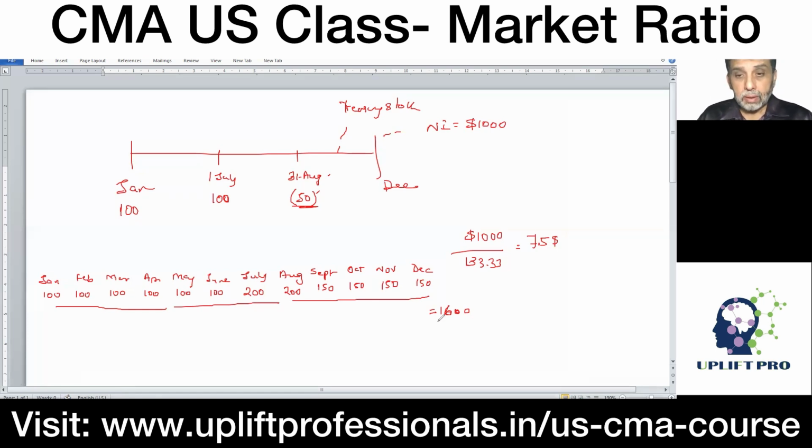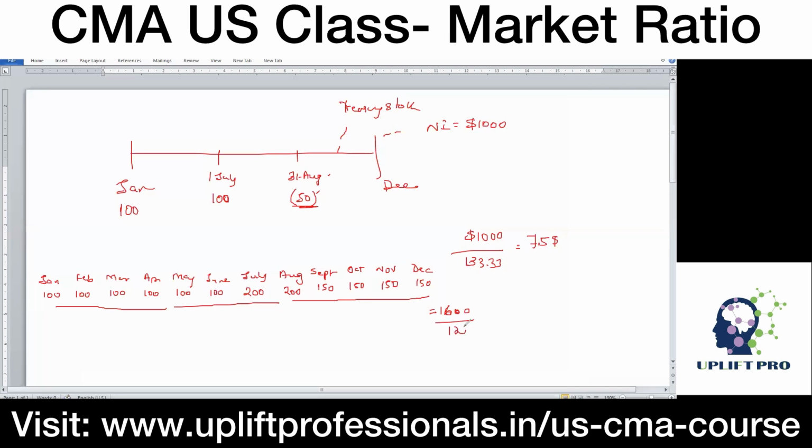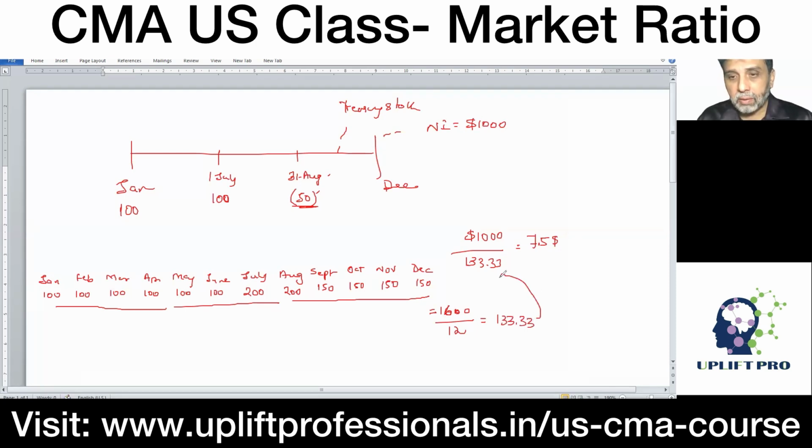Divide this by 12. How much do you get? 133.33. The same thing what we got here, is it not? So what I showed you, what is called the weighted average method of calculating it, is nothing but the simple average. What did we do? We took January as 100, correct? Then July, what we took as 100 into 6 out of 12.